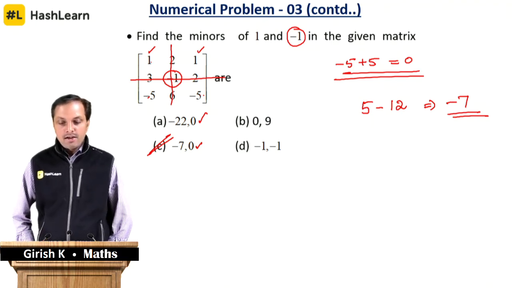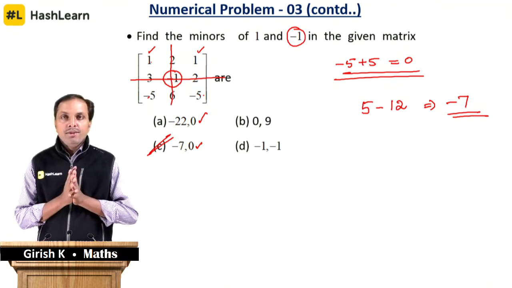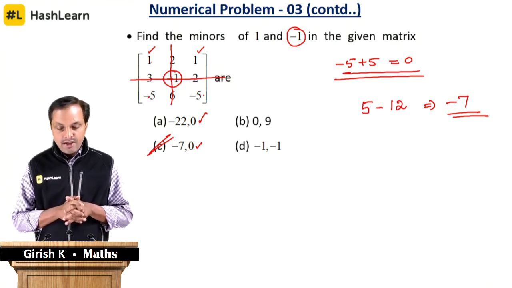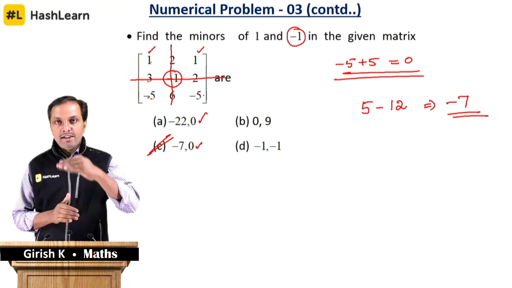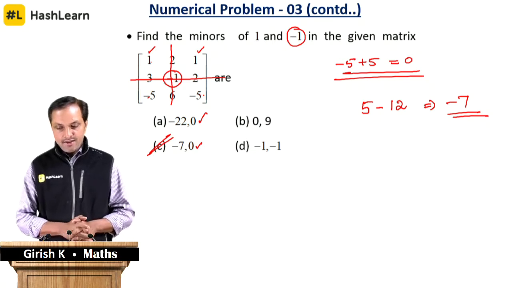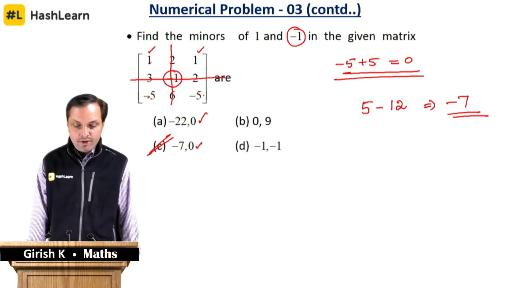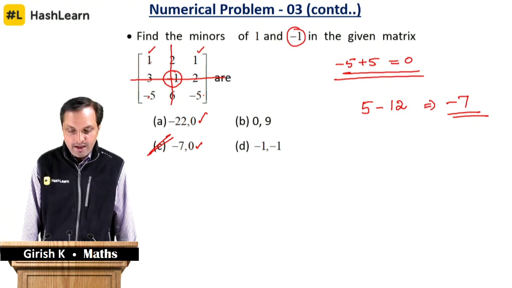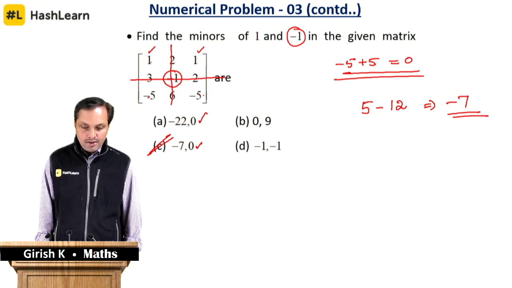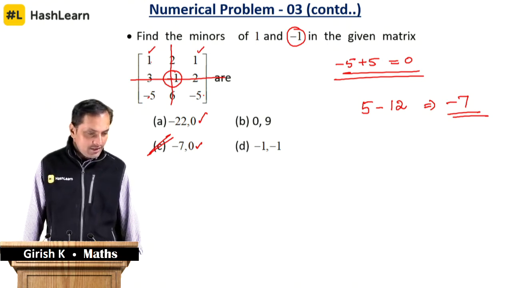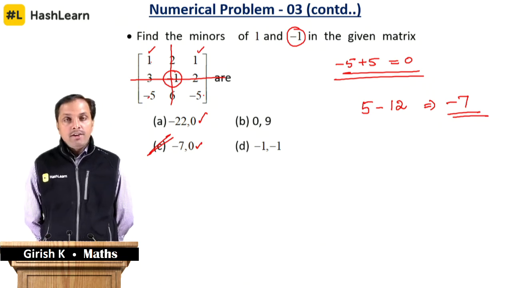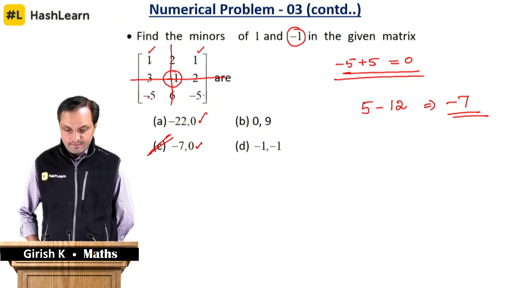So minors are nothing but you need to take the determinant of the elements leaving the row and column where the element is present. So when you leave the row and column, take the determinant of remaining elements, that will give you the option. Yes, third one is C. Vidya Shankar gave the answer and Revoils also giving option as C. That's great. Get ready for the next numerical number 4.